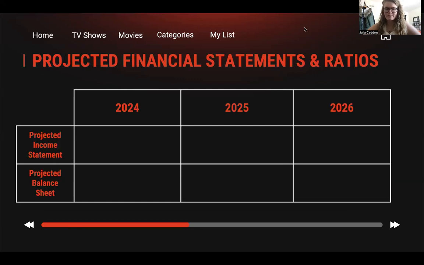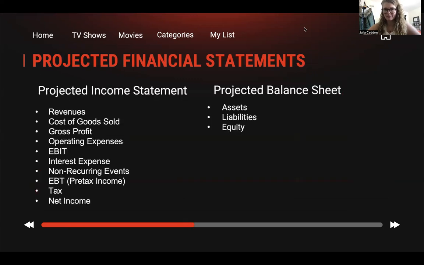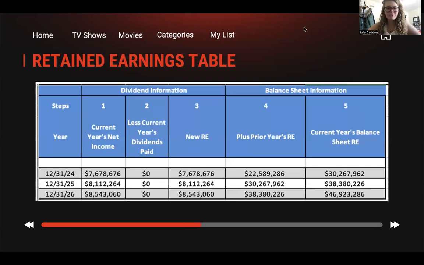Specifically within financial statements, we look at both the projected income statement and the projected balance sheet. Here's more information on what the projected income statement might include, including revenues, cost of goods sold, gross profit, operating expenses, and so on. The projected balance sheet, on the other hand, looks at the assets, liabilities, and equity. Next, we have the retained earnings table, which shows how much of the retained earnings Netflix is keeping in order to continue to invest in their goals rather than paying out stocks and dividends to stockholders.